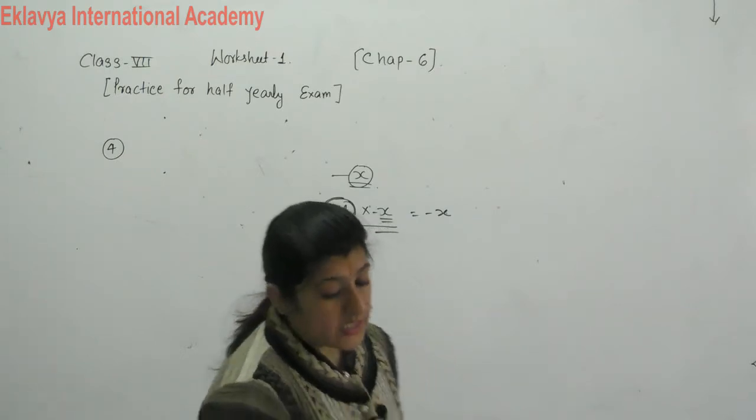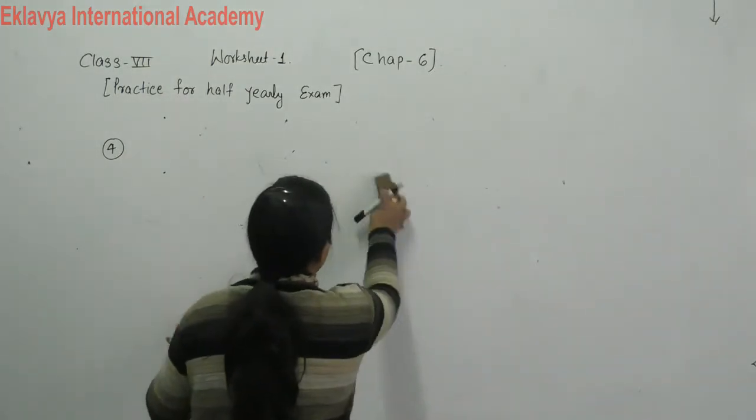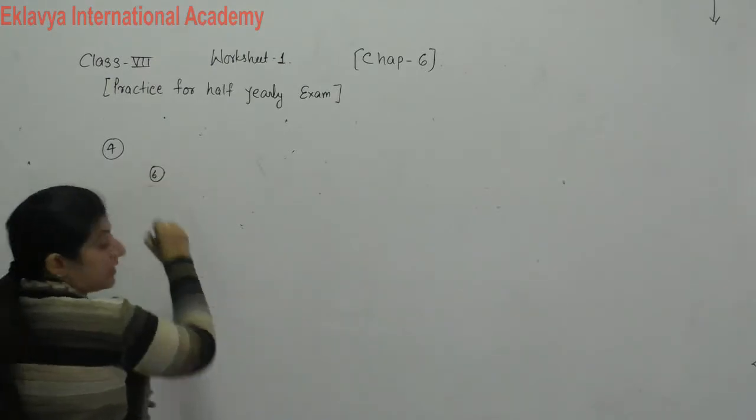Next, 2x square y. Your next question is the fifth one.